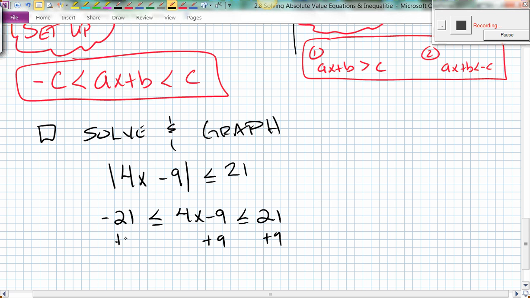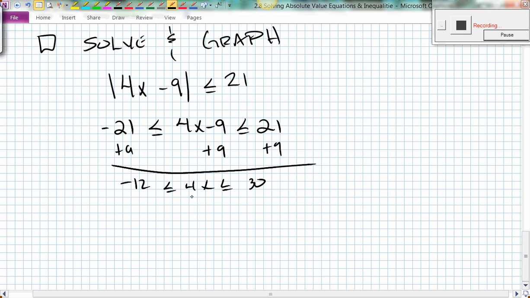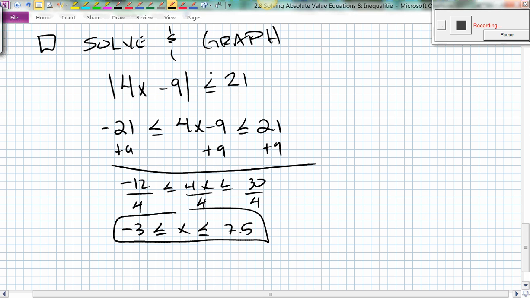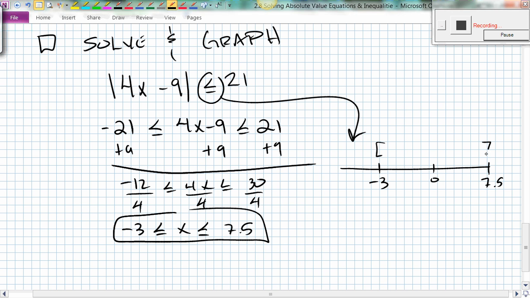Get rid of the plus 9 everywhere. So that means that negative 12 is less than or equal to 4x, which is less than or equal to 30. So I'm going fast because we're running out of time. So divide by 4. So that means negative 3 is less than or equal to x, less than or equal to 7.5. So notice a less than statement has created a compound inequality, right? So here's negative 3, here's 0, here's 7.5, and I want brackets, and I want everything shaded in between them.